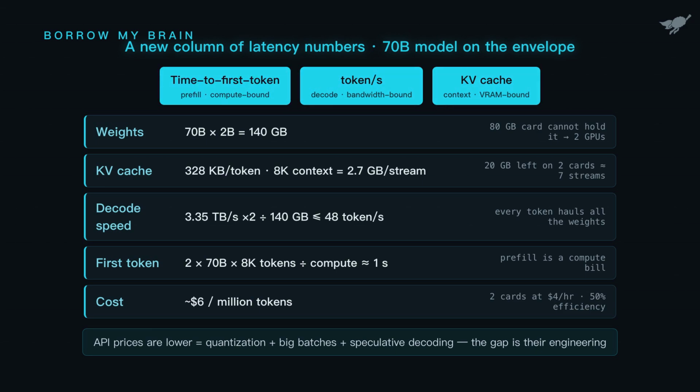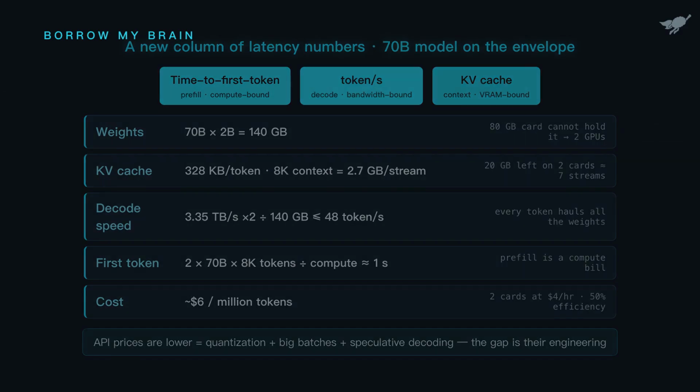The interesting part is that API prices on the open market run quite a bit below this envelope number. That gap is not magic. Quantization squeezes 2 bytes down below 1. Bigger batches spread out the weight hauling, speculative decoding, purpose-built inference stacks. The envelope tells you how big the gap is. And that gap is their engineering.